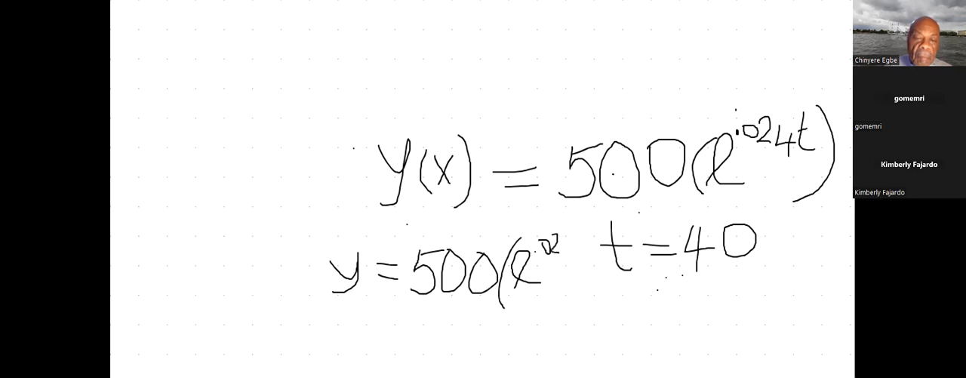And so in that case, y will be equal to 500 times e to the power 0.025 times 40.